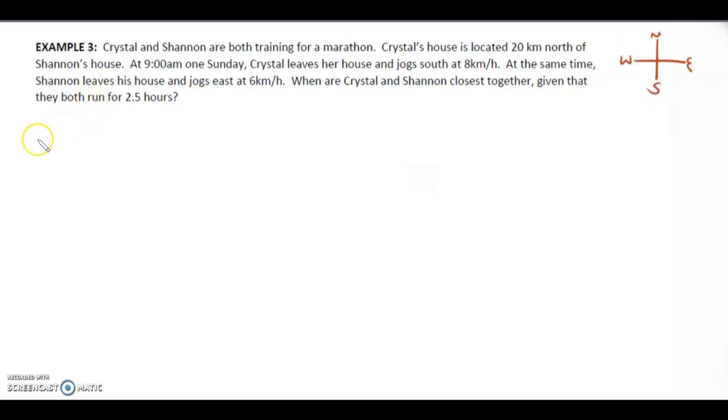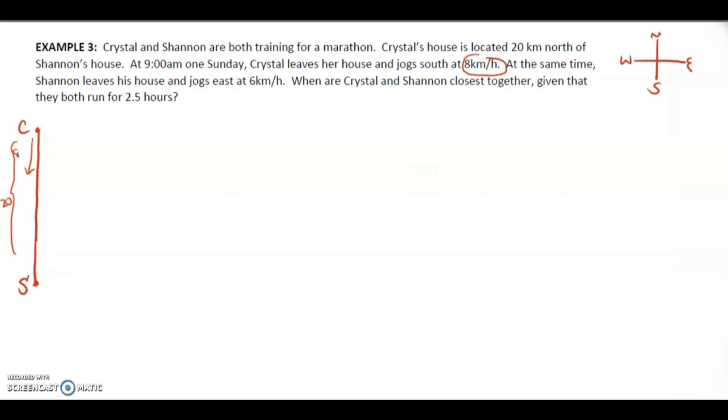Okay, so we have Crystal's house here, and Shannon's house here. Crystal's 20 kilometers north, so this entire distance is 20. At 9 a.m. one Sunday, Crystal leaves her house and jogs south at 8 kilometers an hour. So now we don't just have 20 kilometers, we also have a rate. She's going to jog south at a rate of 8.